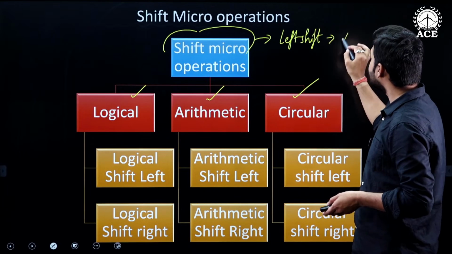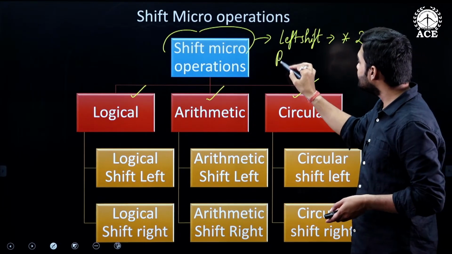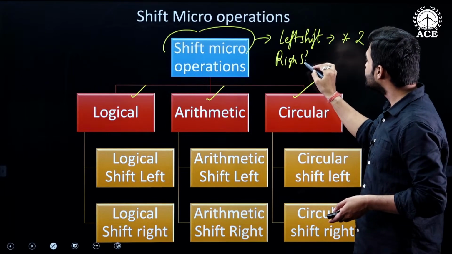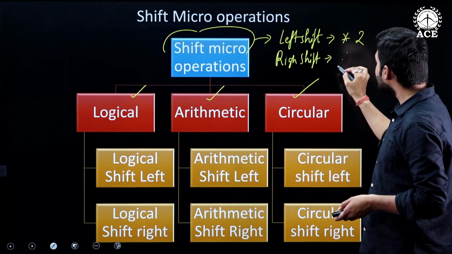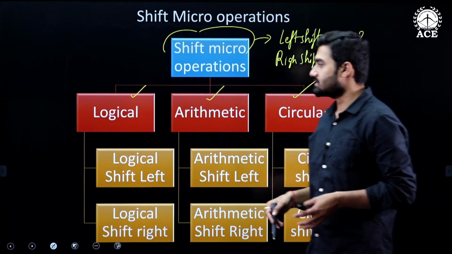that means multiply by what? Multiply by 2. If we are doing right shift, that means we are dividing by what? Dividing by 2. Okay. So this is about shift micro operation.